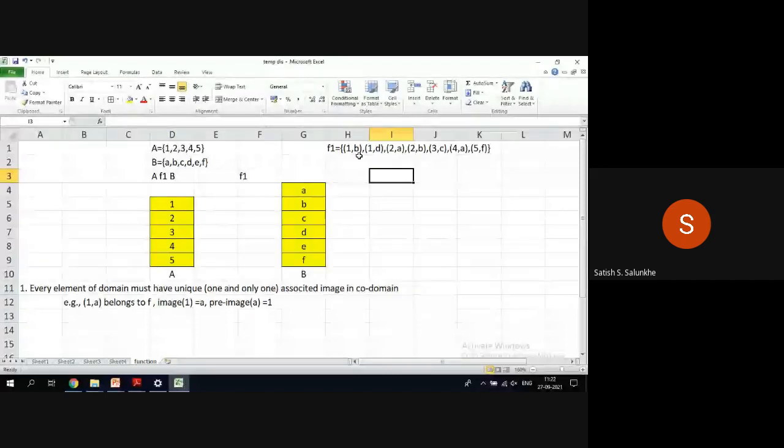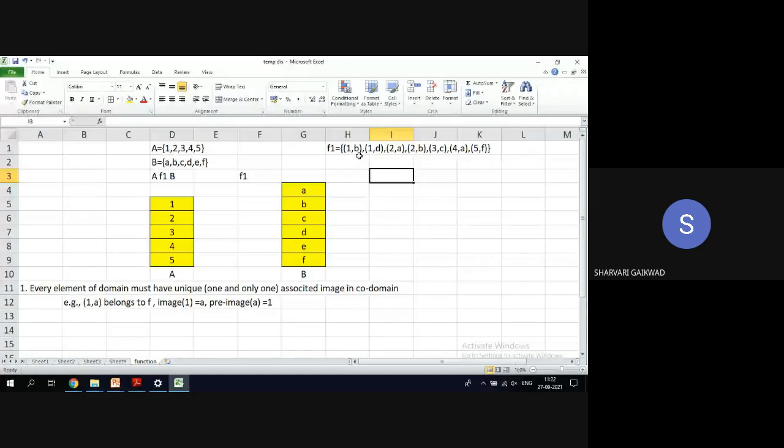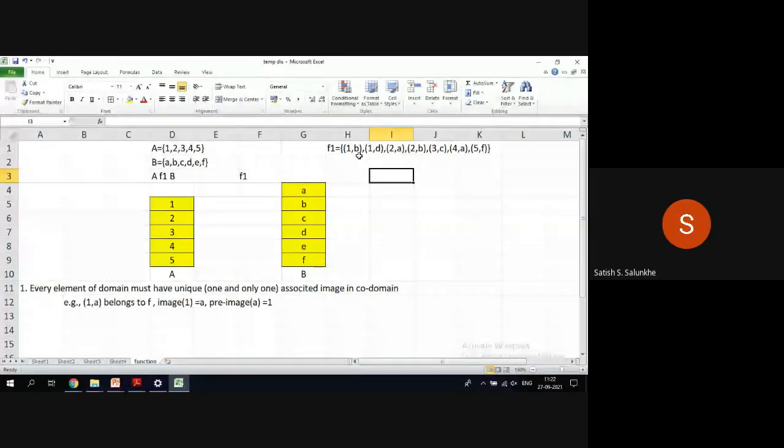Okay. Sharvari Gaikwad, can you unmute yourself? You tell me now why this is not a function. Because it should have a unique associated image in the domain. Yeah, so give me a counter example of why it is not a function. When I say counter example, you need to give one instance which proves that it is not a function.